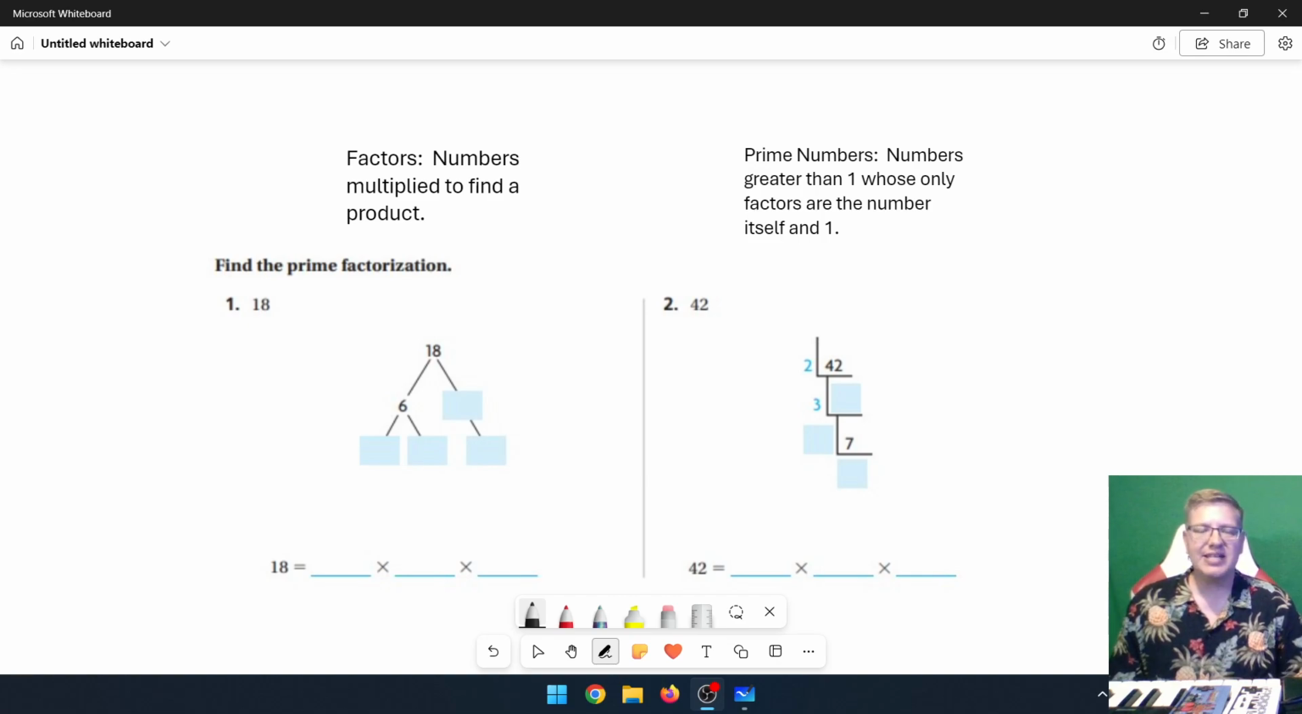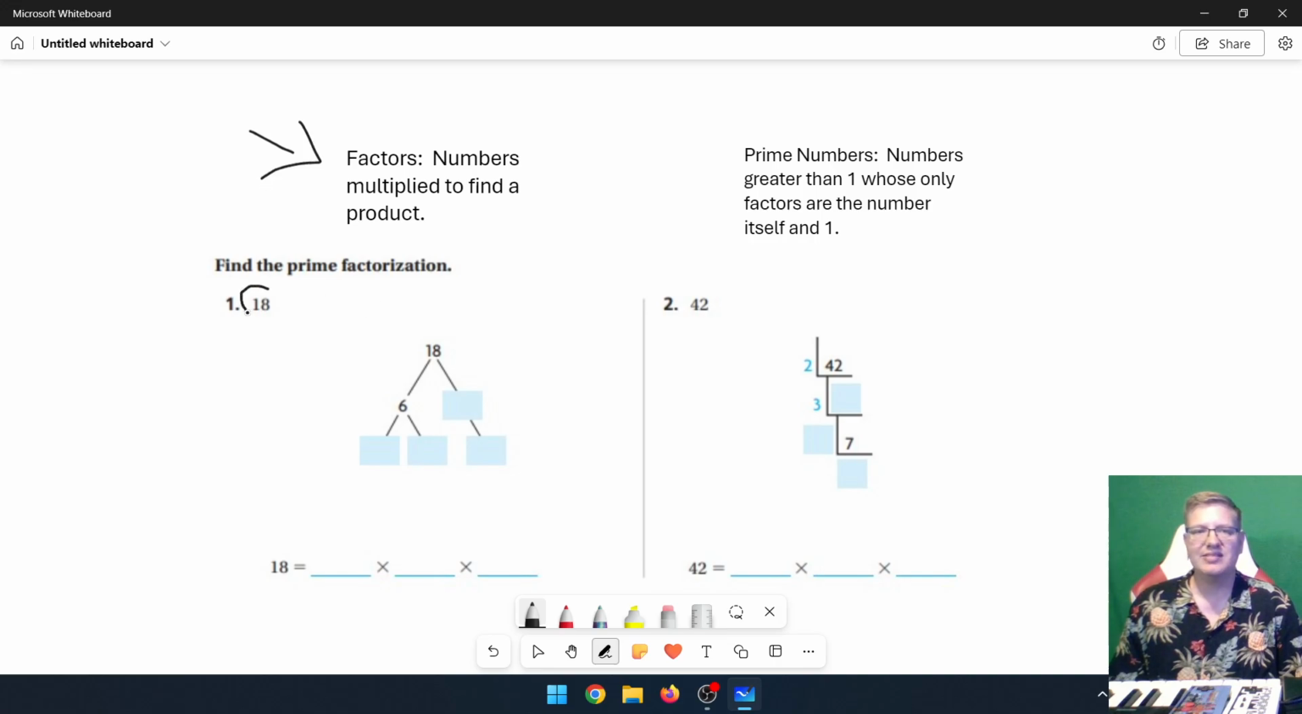So for today's lesson, we were talking about prime factorization. We need to know two important details to help us do this lesson. One of them is what a factor is. Factors are numbers that we can multiply to find a product.